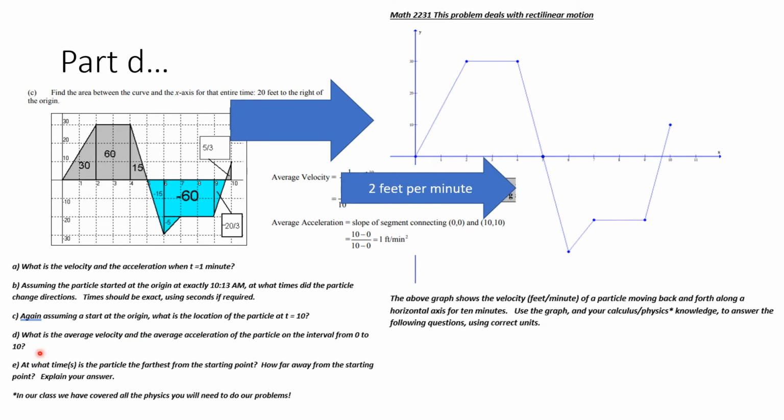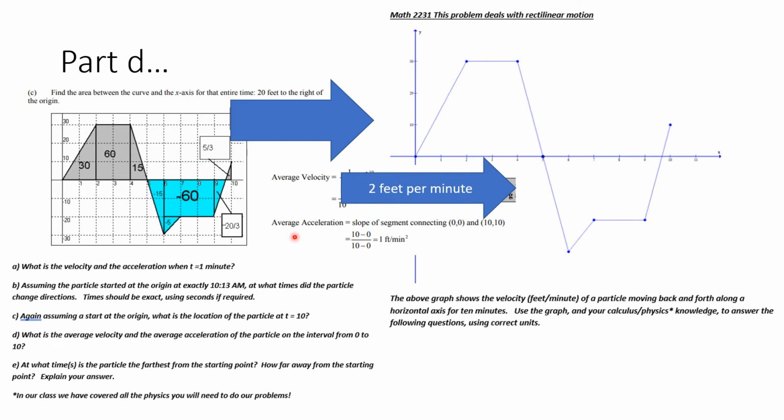In part D, we're to find what is the average velocity and the average acceleration of the particle on the interval from 0 to 10. Well, you started at 0 and you finished at 20. So that means your average velocity, because some was negative and some was positive, is 2 feet per minute. It is 20 minus 0 divided by 10 minutes.